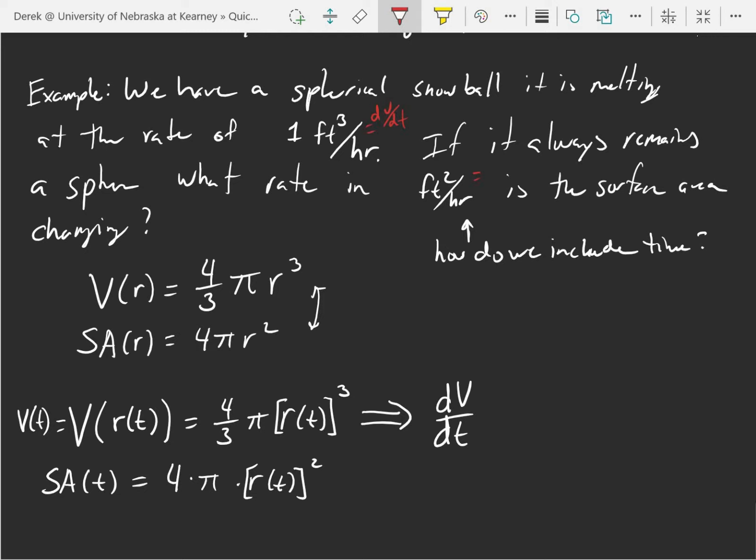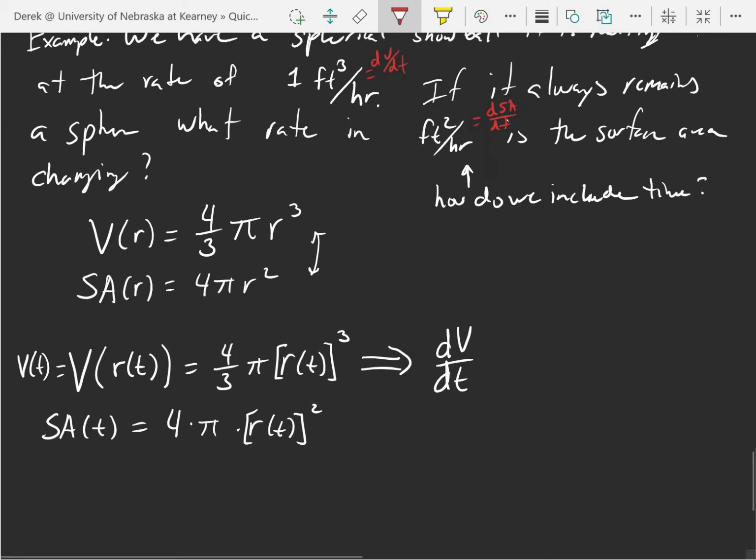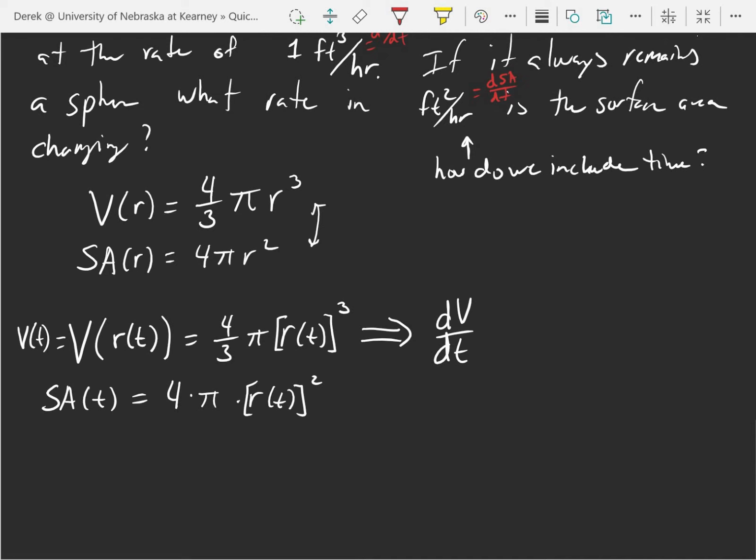Okay, and this is d surface area dt is what we want. So taking the derivative of this volume equation with respect to time looks like it's a good start for us. If I take the derivative of the right hand side with respect to time, I get these constants, 4/3 pi, and I have to use the chain rule on this. It's 3 times r of t, now squared, but times dr dt, the derivative of that radius function.